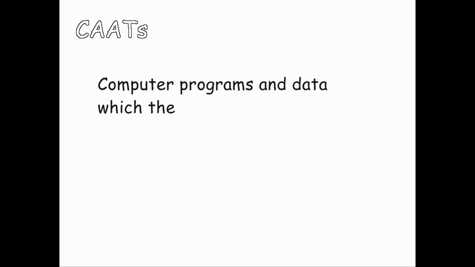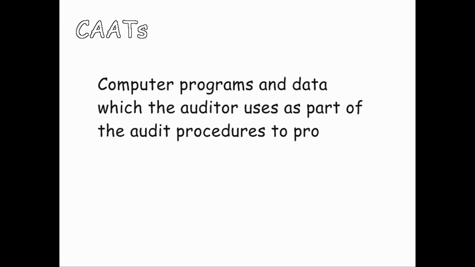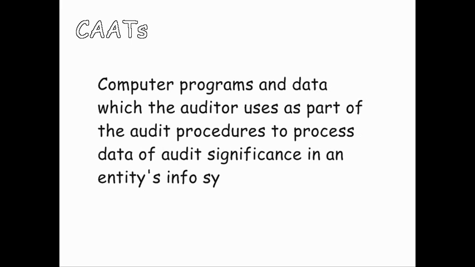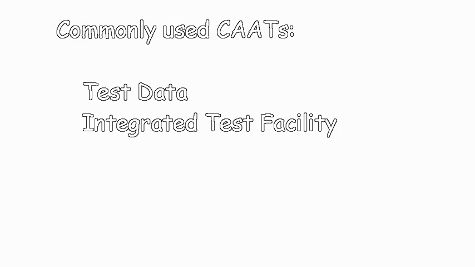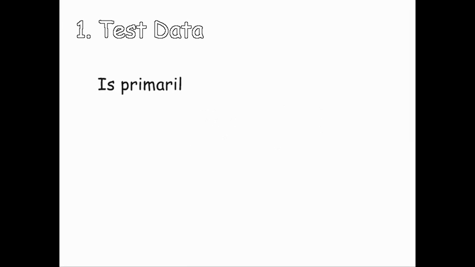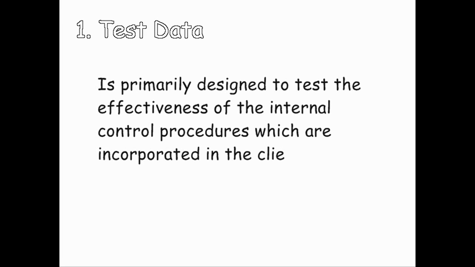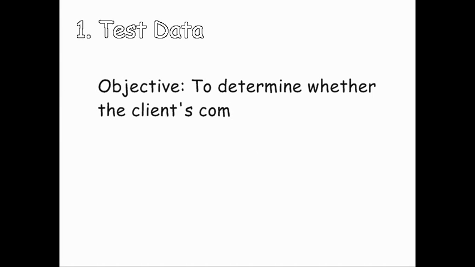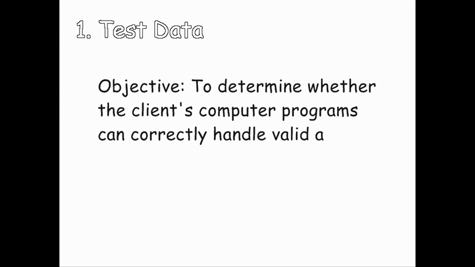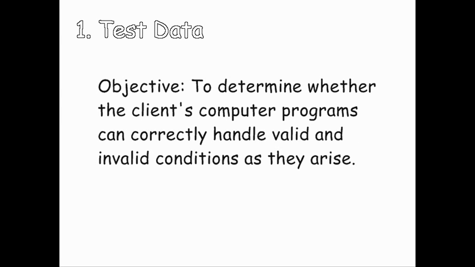CAATs are computer programs and data which the auditor uses as part of the audit procedures to process data of audit significance contained in an entity's information systems. Some of the commonly used CAATs include test data, integrated test facility, and parallel simulation. The test data technique is primarily designed to test the effectiveness of the internal control procedures which are incorporated in the client's computer program. The objective of the test data technique is to determine whether the client's computer programs can correctly handle valid and invalid conditions as they arise.